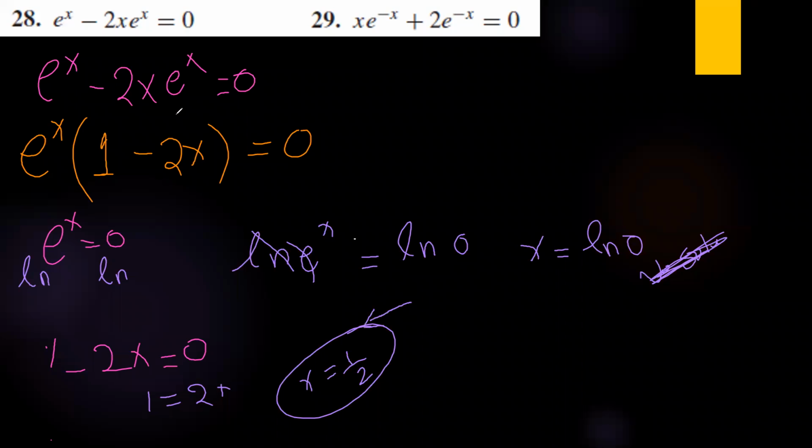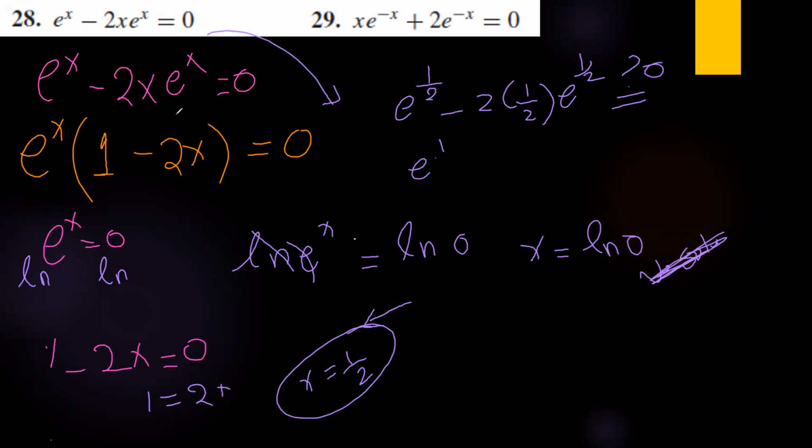And if you want to check it here, look: e to the power half minus 2 times half times e to the power half. Is it equal to 0? e to the power half minus e to the power half is 0. So yes, this is the solution.